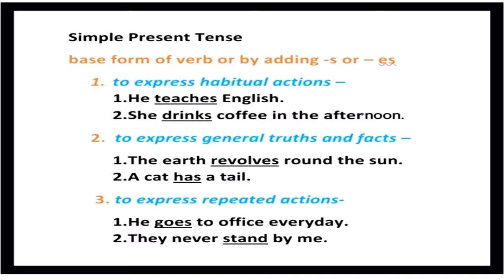Third way to use simple present tense is to express repeated action. Repeated means which is happening more number of times. Like, he goes to office every day. The same activity is done every day by a particular person. So we have written here goes, and the word goes is simple present tense. Then in the second sentence you will see, they never stand by me. Stand is simple present tense. If I write here he, then it will become he never stands by me.